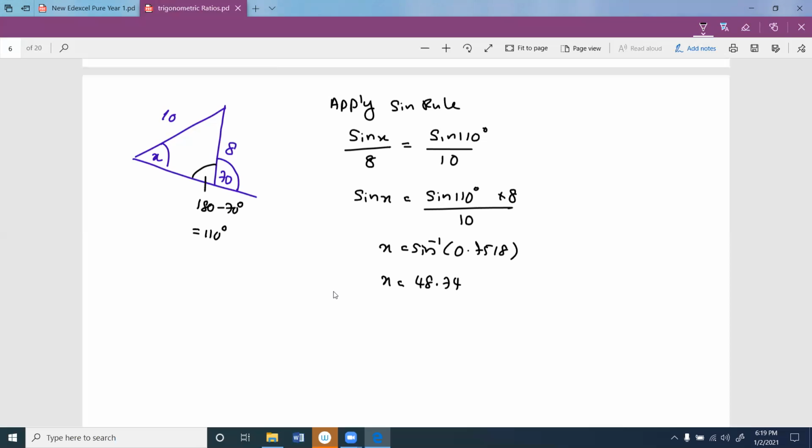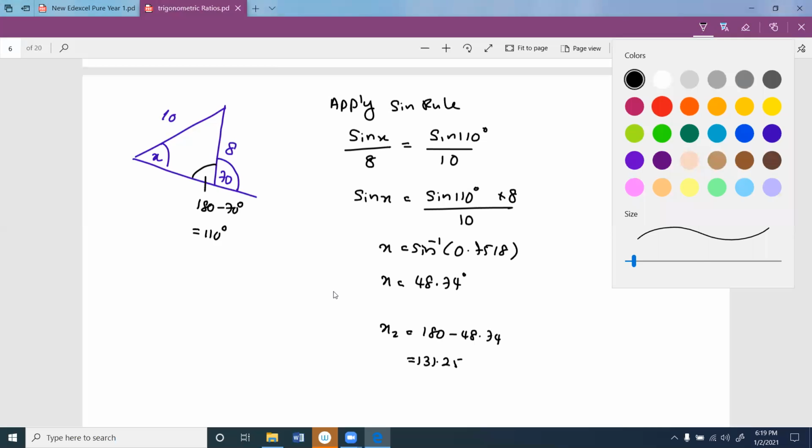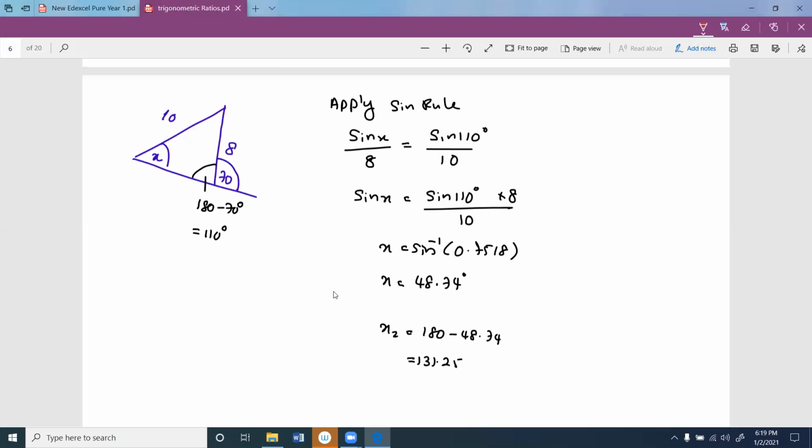You cannot just write this as the only answer, so you get the second angle as well. It is 180 minus 48.74, that is 131.25. Now see whether, if you add it to the other angle 110, this exists or not. 110, the other angle existing over here, plus 48.74 equals 158.74, which is less than 180. So this answer is correct.